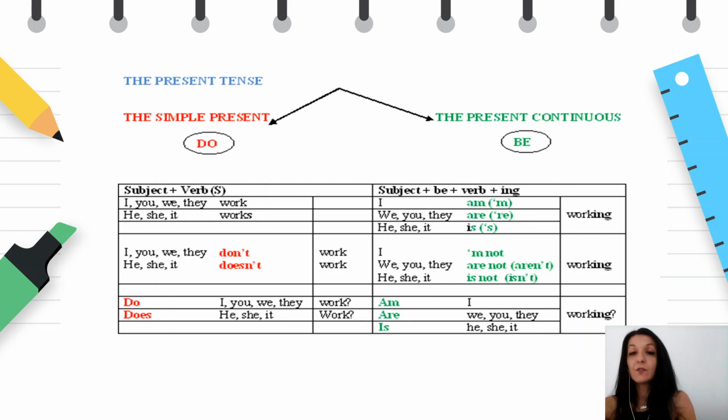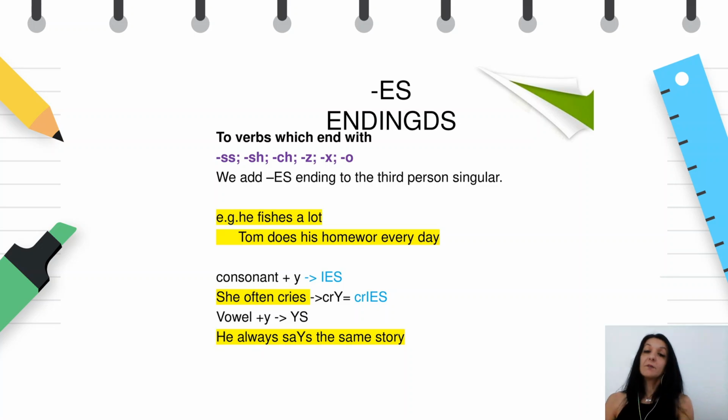If you want to make a negative form here, you just add not to the present form of to be: I am not, you are not, he is not. And the suffix ing goes to the main verb, as we said, for all persons in singular and plural. In the interrogative form, again, you change places of the subject and the auxiliary verb.